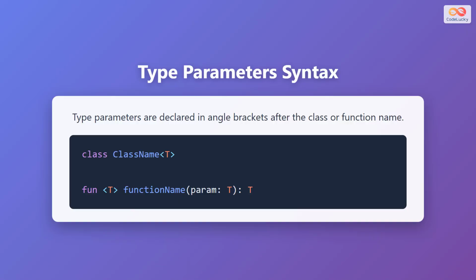The syntax for generics is straightforward. Type parameters are declared in angle brackets after the class or function name. For a generic class, you write the keyword class, followed by the class name, and then the type parameter in angle brackets, like T. For a generic function, you place the type parameter in angle brackets before the function name. The type parameter, typically represented by T, acts as a placeholder for the actual type that will be specified when you use the class or function.